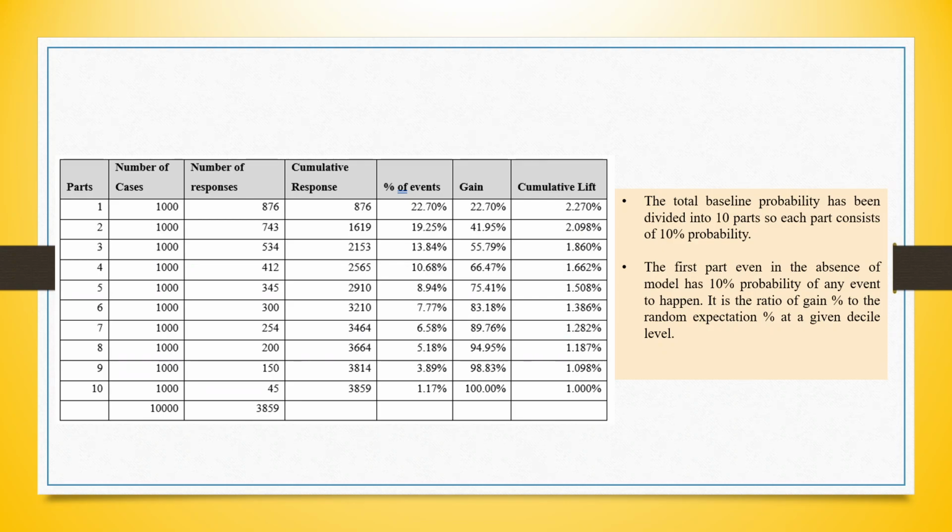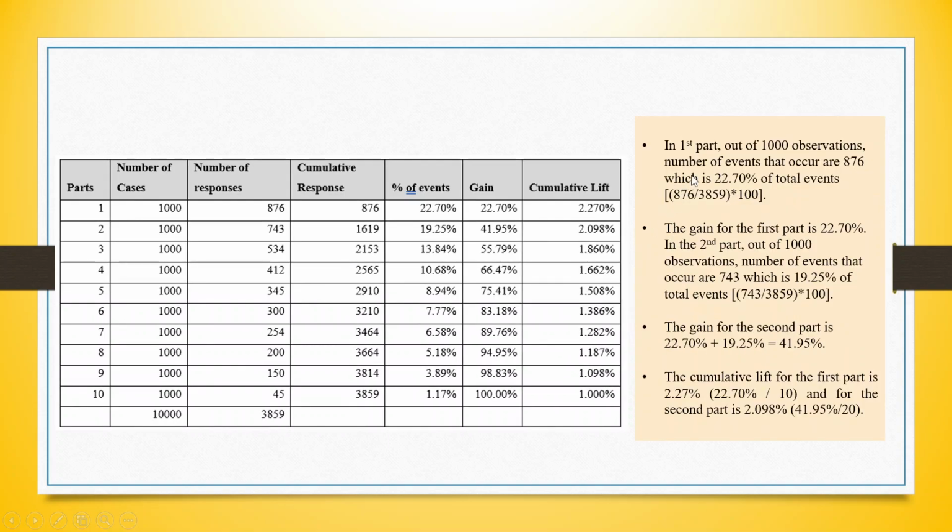You can see here that the data will be divided into 10 parts, each part having the probability of 10%. So in the first part, out of 1000 cases, 876 events happen. In the second part, 743 events happen. Now, what is the interpretation? In the first part, out of 1000 observations, the number of events that occur are 876, which is 22.70%.